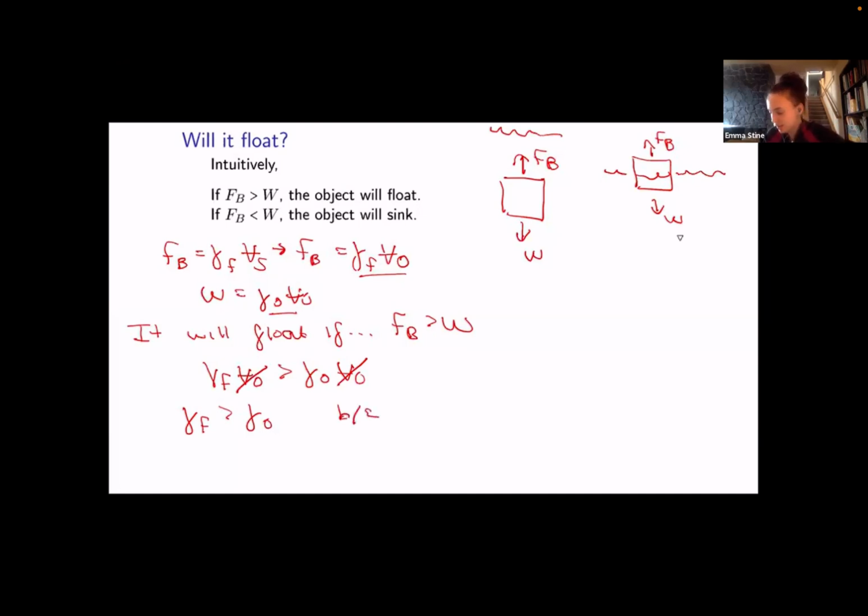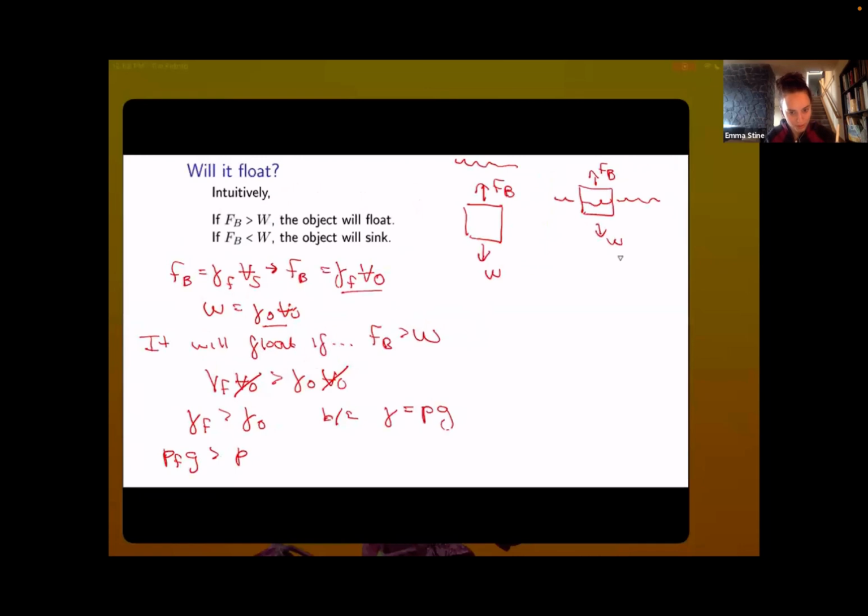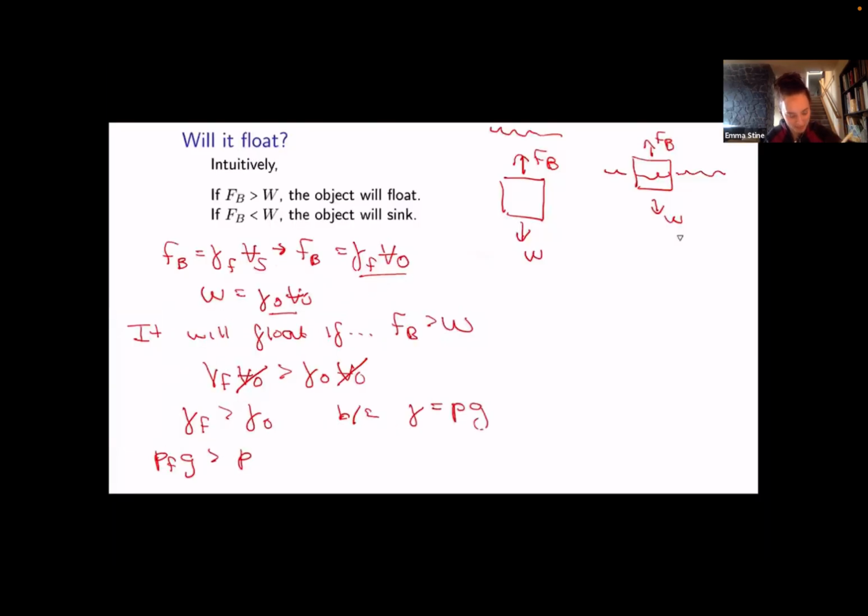Because on page 1 of the notes, you can see that gamma equals density times gravity. It will also float if the density of the fluid times gravity is greater than the density of the object times gravity. Cancel that out. It will float if the density of the fluid is greater than the density of the object. You guys know this, probably.